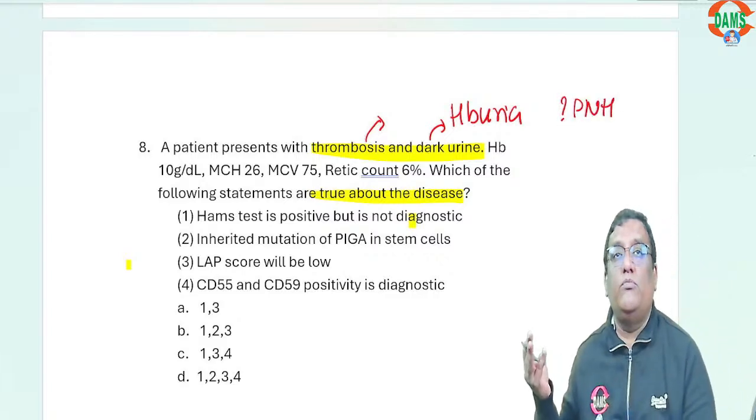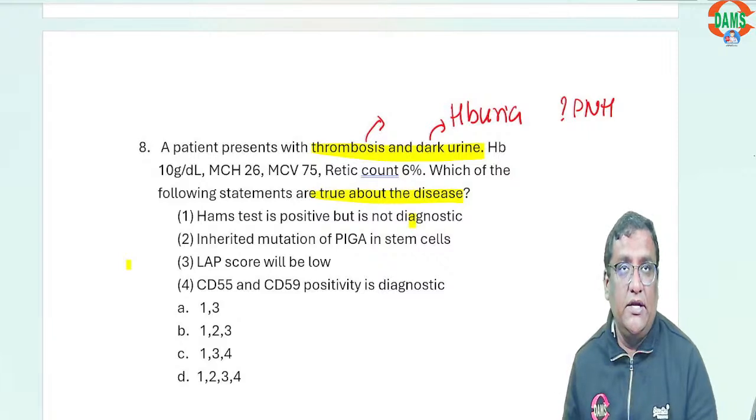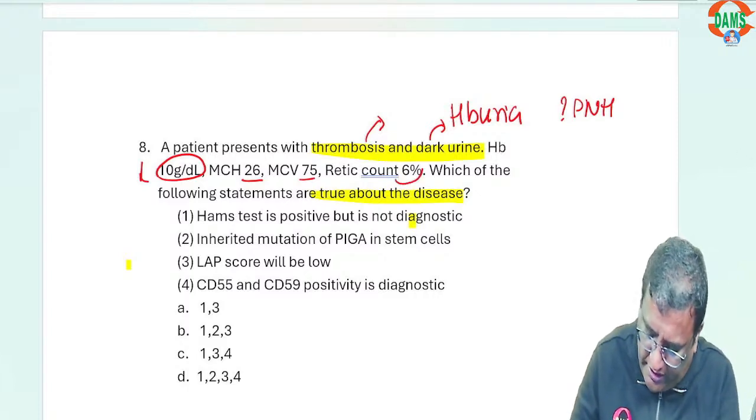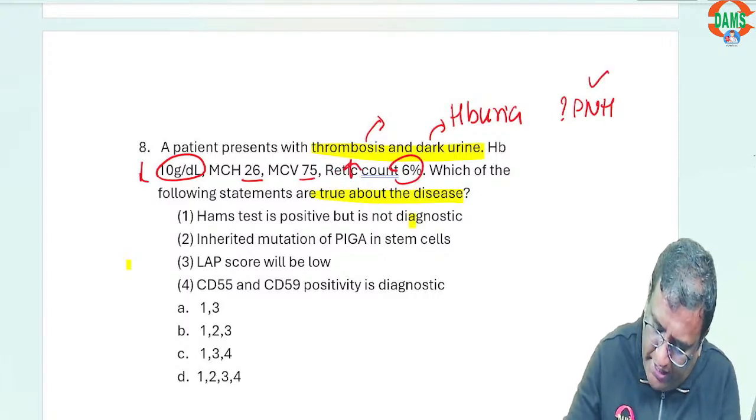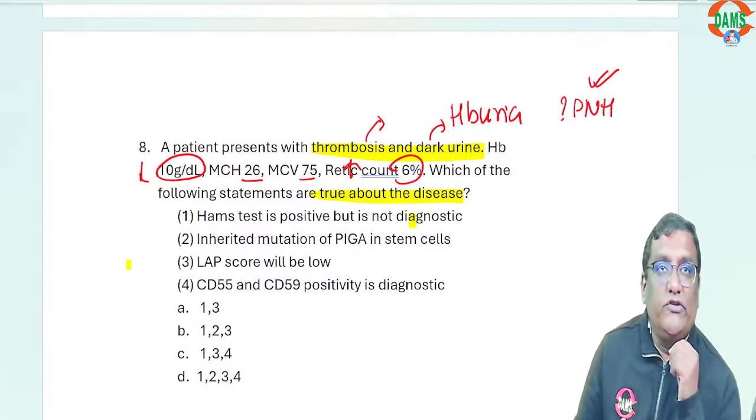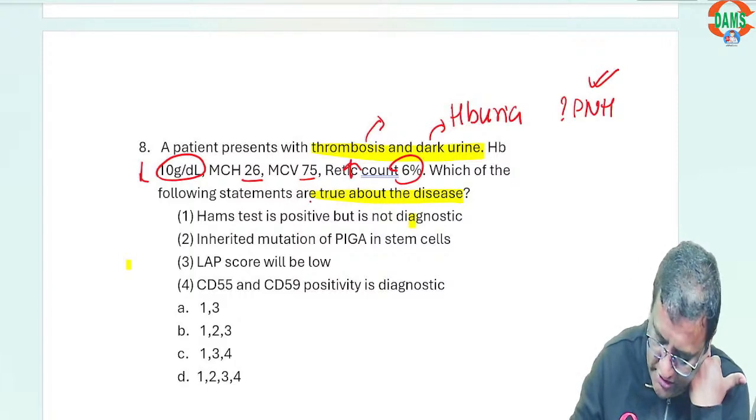Classical triad will be thrombosis, thrombocytopenia and hemoglobinuria, right? Two of them have been given. Hemoglobin is 10, that is reduced. Okay, so my diagnosis of PNH is correct. Yes, it is PNH. So which of the following statements are true has been asked.